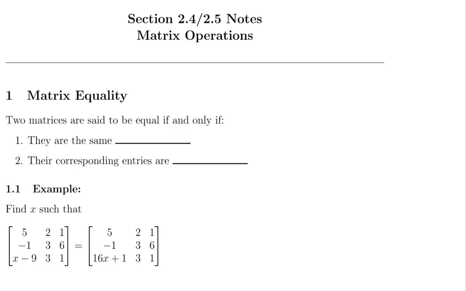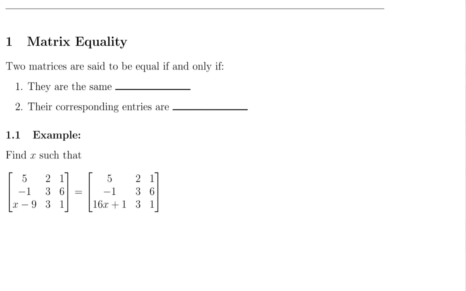Two matrices are said to be equal if and only if they are the same size and their corresponding entries are equal. So you can't have a 2 by 3 matrix be equal to a 3 by 2 matrix. They have to be the same size, and at each point along the matrix, every entry has to be the same in both matrices. So let's go ahead and check out this example here.